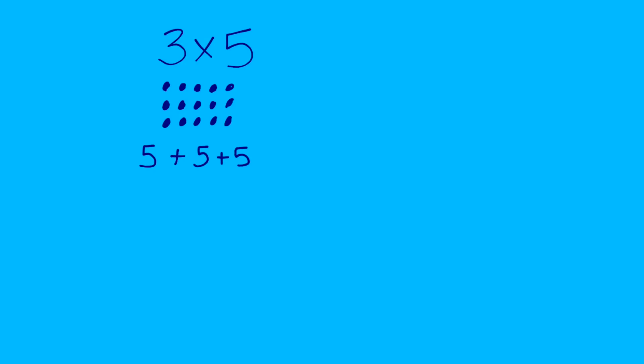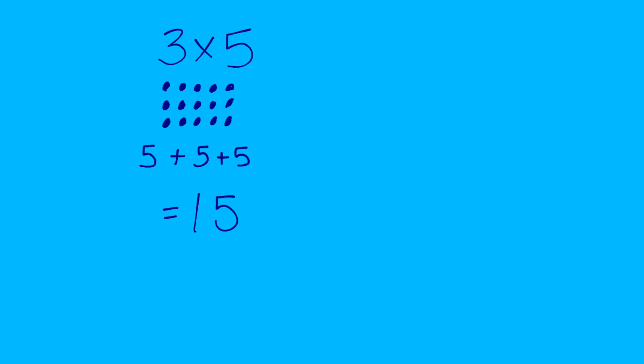Let's say we want to have a think about what 3 times 5 is. So what we're going to do, we know that this means 3 groups of 5. So I've got 1, 2, 3, 4, 5. That's one group of 5. Then I've got another group of 5. 1, 2, 3, 4, 5. So I've now got 2 groups of 5. And I need a final group of 5. 1, 2, 3, 4, 5. So I had a 5 and a 5 and another 5.